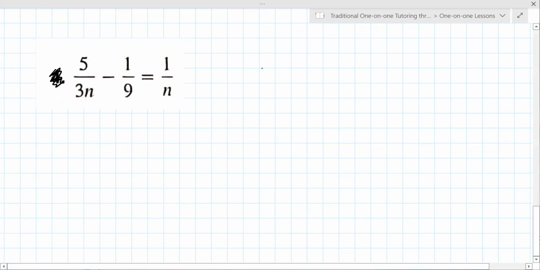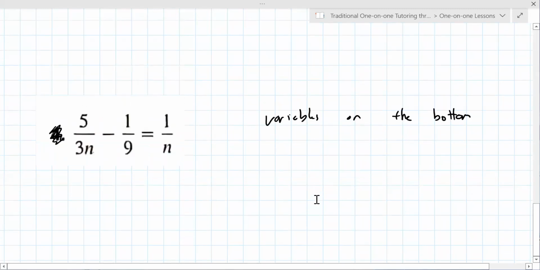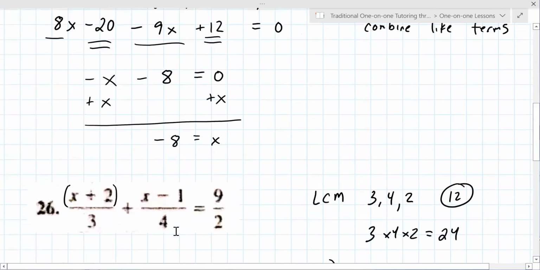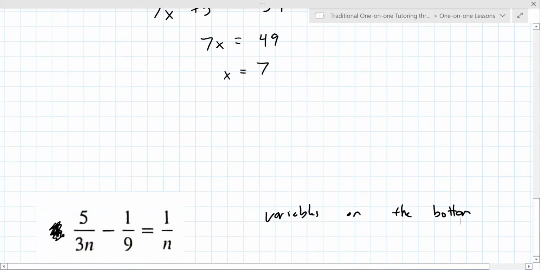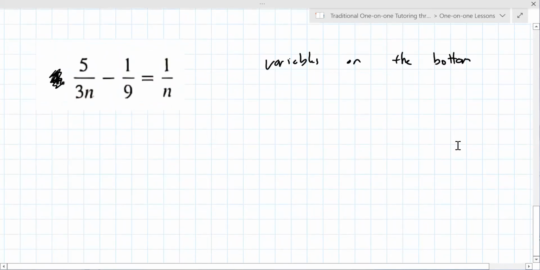Okay. So when you see a problem like this, and what I mean by this, variables on the bottom. You see how there's a variable on the bottom? There's actually a variable over here, 3n, and then over here. That is different than the previous problems. If you look back at the previous problems, these are numbers on the bottom. When the variables are on the bottom, you should do the following first. You should set the variables on the bottom, or the variable terms, basically the 3n and the n, equal to 0.